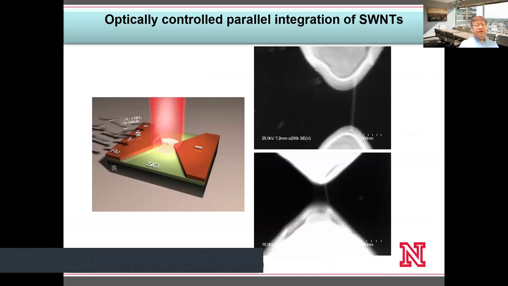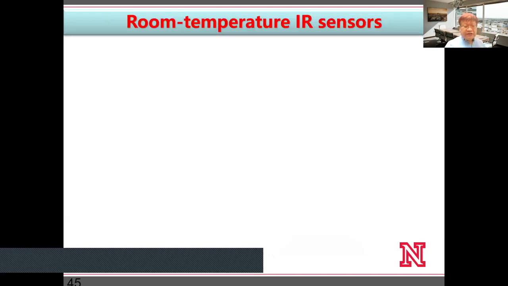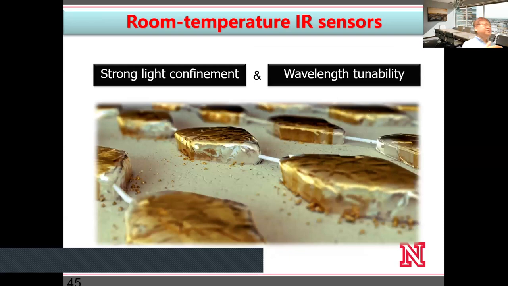And for example, we can use optical near field. This is something very close to your plasmonic applications. And then we can have a self-aligned growth of carbon nanotube to bridge the electrodes. And eventually we can make bolometers or temperature sensors at room temperatures. Usually bolometers require cryogenic temperatures, and that makes the system expensive and bulky.